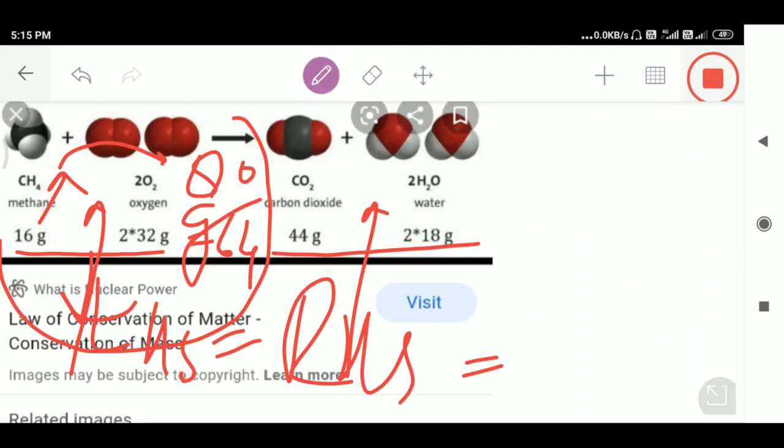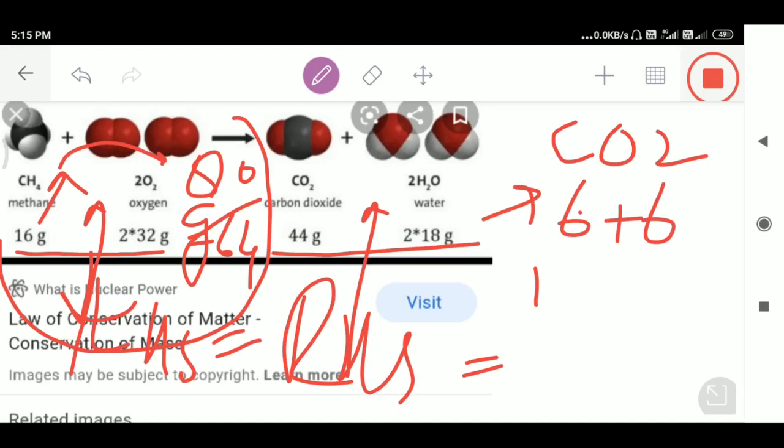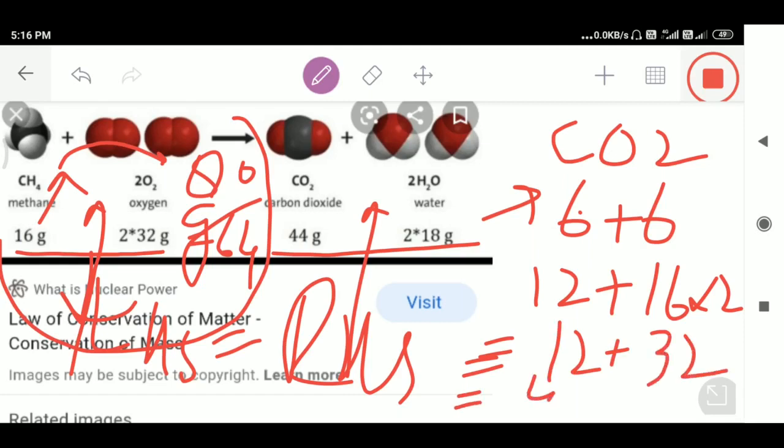Carbon dioxide. Whenever there is a reaction between methane and oxygen, there is a formation of carbon dioxide gas. This is CO2. Carbon has an atomic number of 6, that's 6 neutrons plus 6 protons, that's 12. Plus oxygen has an atomic number of 8, that's 8 neutrons, 8 protons, that's 16 into 2. That is 12 plus 32 equal to 44 grams. Look, the mass of carbon dioxide is 44 grams.